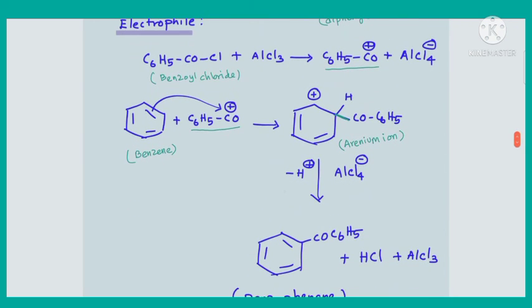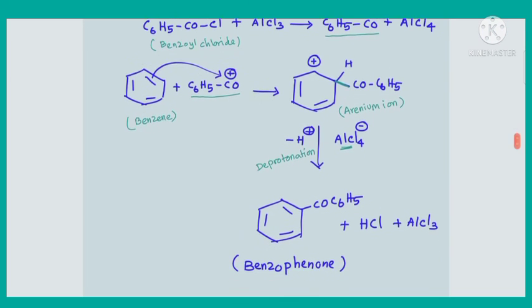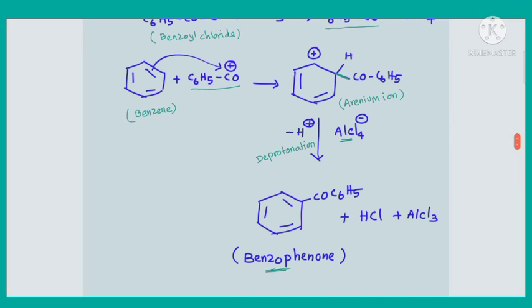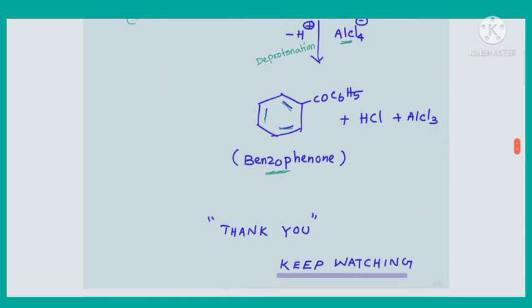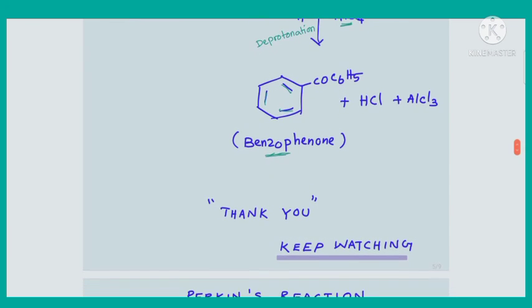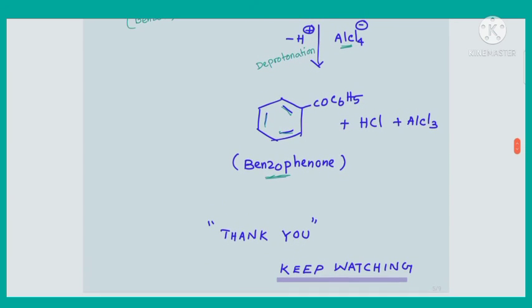Next step, deprotonation. What is it? Deprotonation, removal of H plus ion. That removal of H plus ion occurs in the presence of that AlCl4 minus, which we got in the first step, isn't it? Right. Now finally you are getting the product, benzophenone. Actually when this comes out as H plus, the bond moves inside and it becomes a normal benzene ring. Okay. Right. I hope you understood the various Friedel-Crafts reactions as well as the mechanisms. Okay, right. Thank you and keep watching my videos.